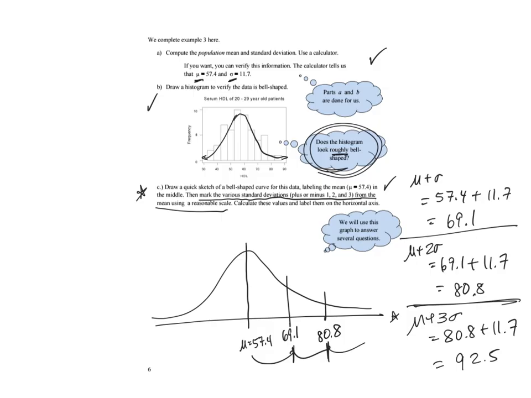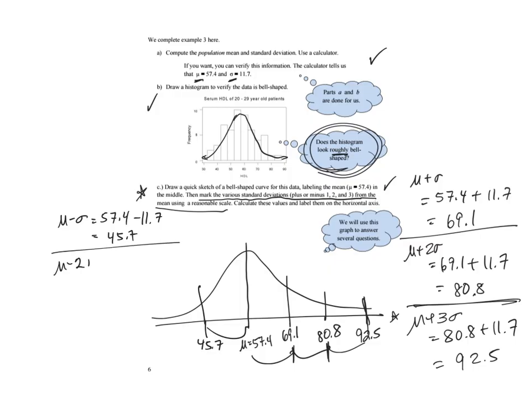And again, that same amount of space. Let's label that 92.5. And then we're going to go the other way. So we'll do mu minus sigma, and that's 57.4 minus 11.7. And that gets us 45.7. Again, give us about that amount of space, and let's label it at 45.7.